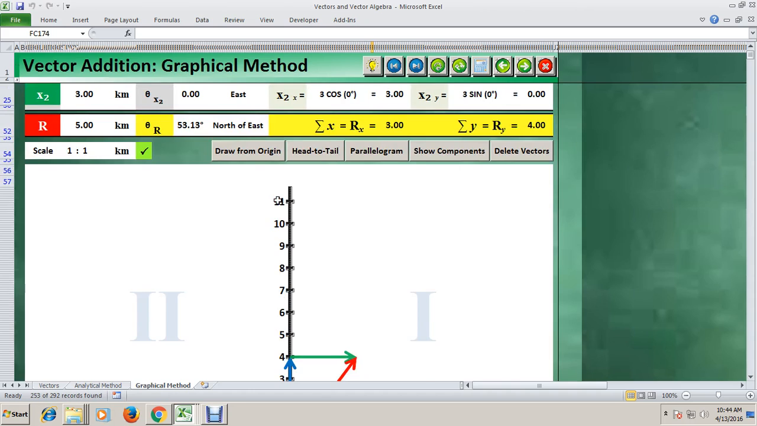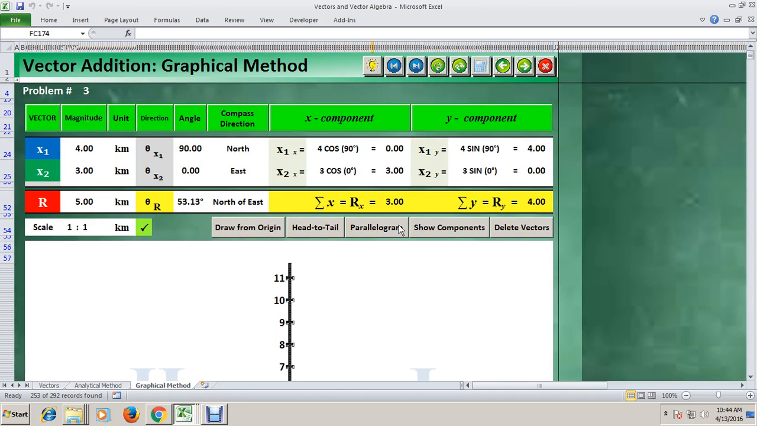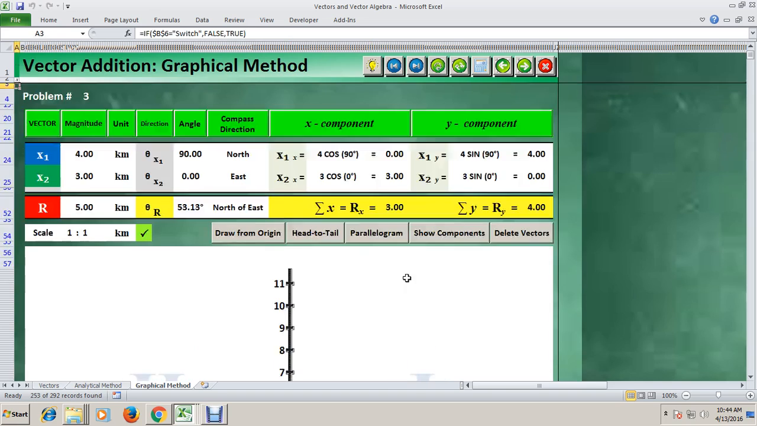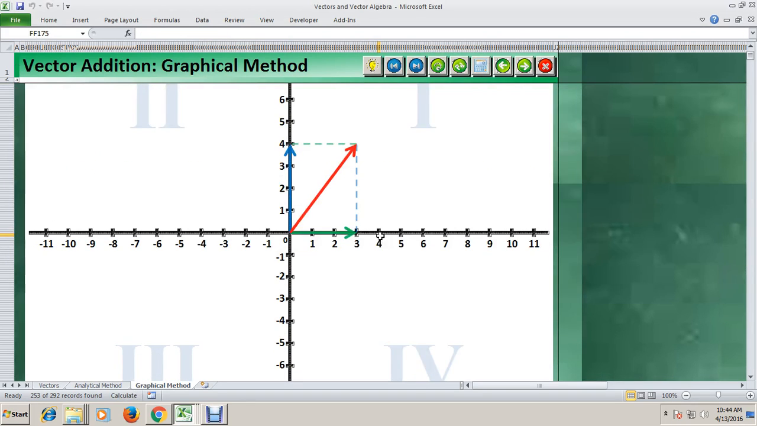Now, since we only have two vectors, we can actually employ the parallelogram method to come up with the same resultant vector. Doing the parallelogram, try to notice that this is our parallelogram, but this time, since the two vectors are on the axes, our parallelogram is actually a rectangle.